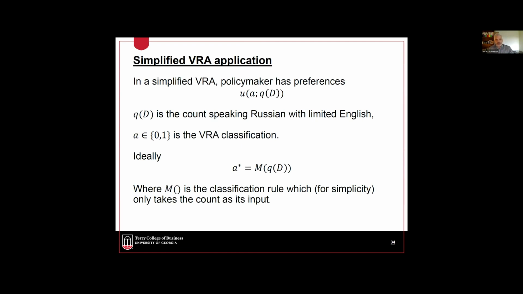So to explain exactly what kind of problem, take a simplified Voting Rights Act application. A policymaker has preferences where the count that they're interested in is, say, the count of people speaking Russian who have limited English, because we think that we might have to compel a jurisdiction to provide voting materials in Russian. And so in this simplified example, the action is just in the space {0, 1}. This is the Voting Rights Act classification. And the ideal case is that the action that's chosen is exactly equal to the action that the assignment mechanism would choose if you knew the true data.